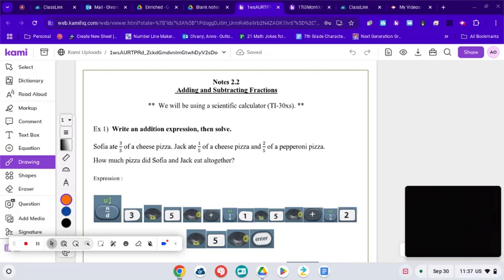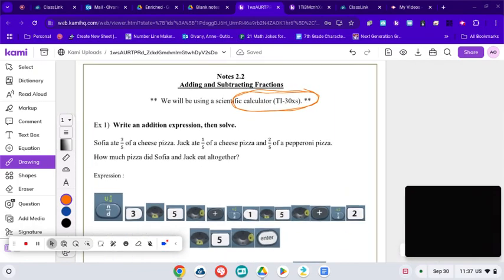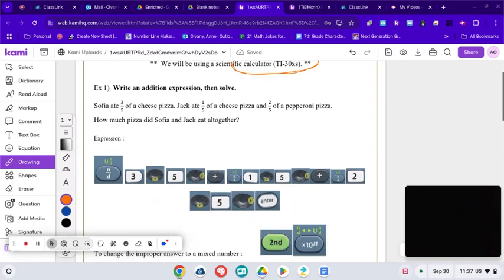If you do not have a calculator yet, this is what you need to tell your family at home to get for you. If you cannot get one, you need to see me so that I can set some things in motion to make sure that you get a calculator. Okay? All right.